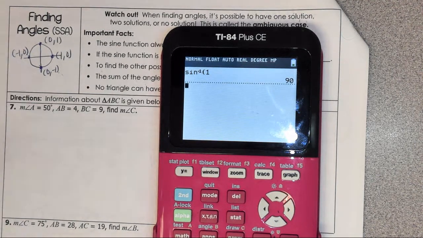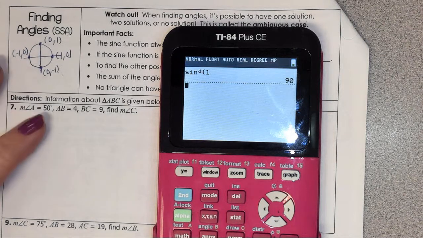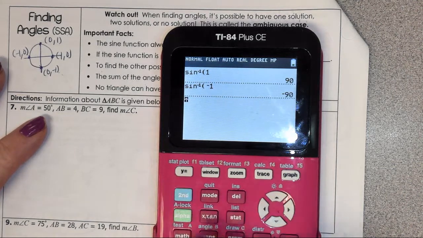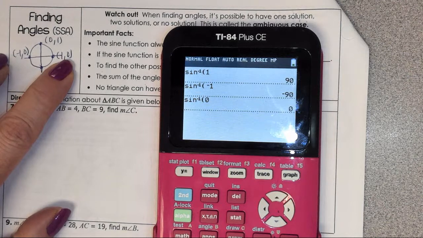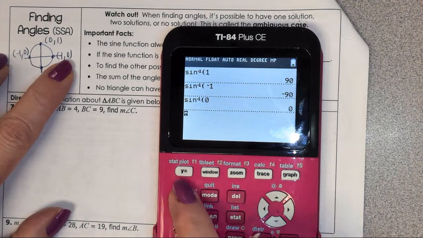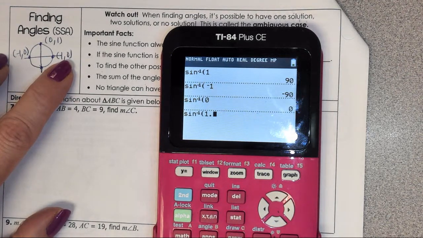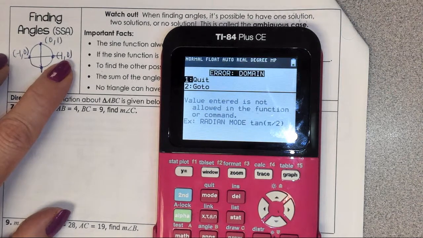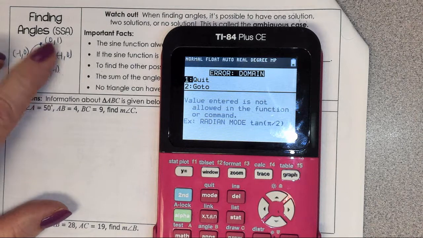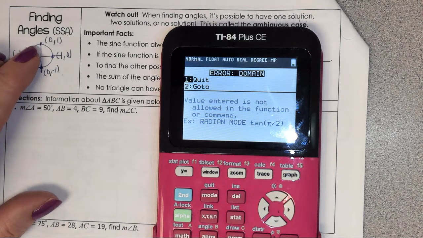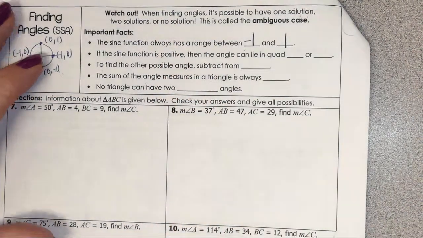What is that? 90 what? Degrees. I can do second sine of negative 1, negative 90 degrees. Second sine of 0, right there, this should tell me 0, it does. But watch if I do second sine of 1.52. Tells me that there's no answer, right? Because there is no sine ratio that's going to be larger than 1 or less than negative 1.